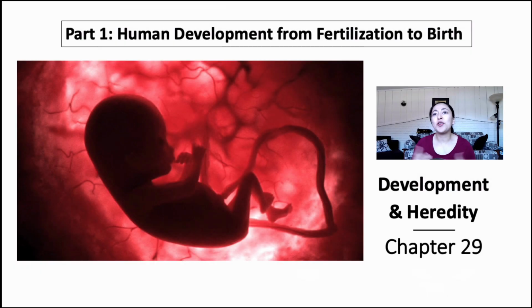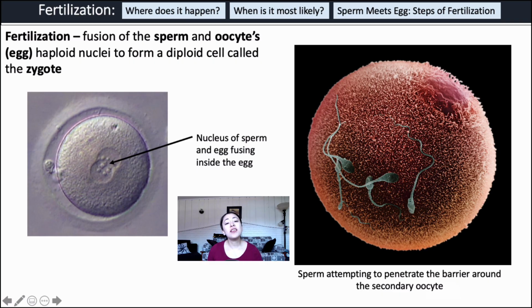Hello, in this chapter, we're going to be looking at development and heredity. I'm going to divide this into at least two parts. The first part will look at human development from fertilization to birth. The first thing that we're going to talk about is fertilization.